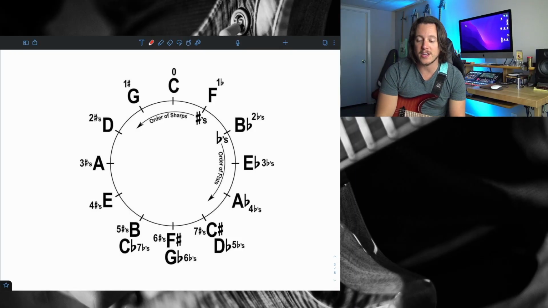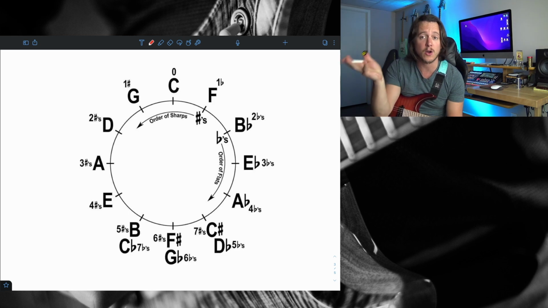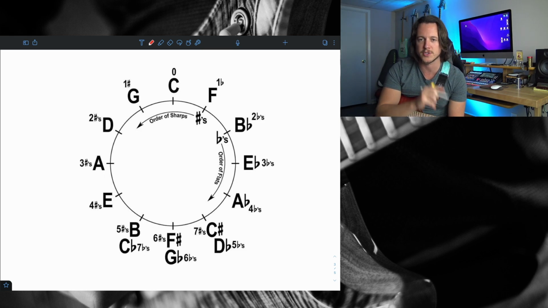Okay, so here we are using our circle of fourths. Now, I prefer the circle of fourths over the circle of fifths because music will tend to revolve clockwise around the circle. More on that in a little bit of this video. But it's all semantics. Circle of fifths, circle of fourths, it's all really the same stuff. It just depends on which direction you're moving around that circle.